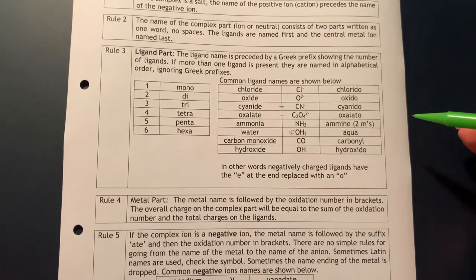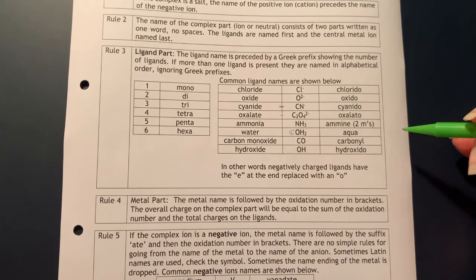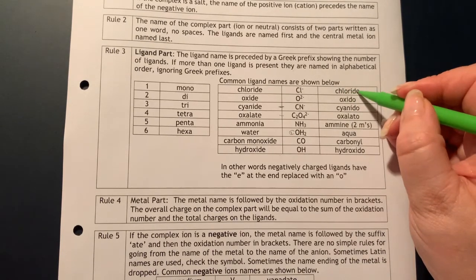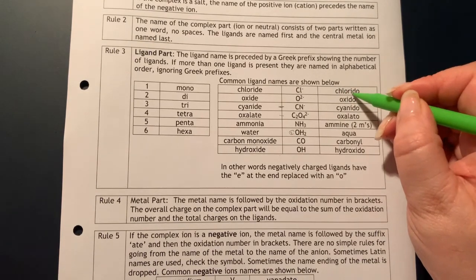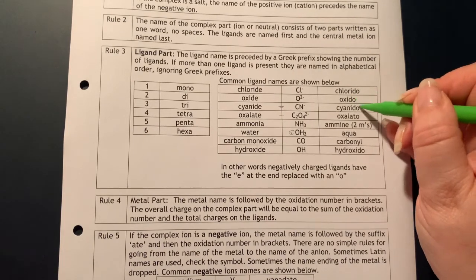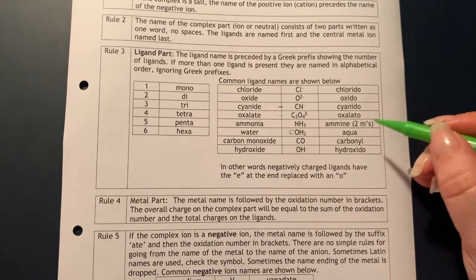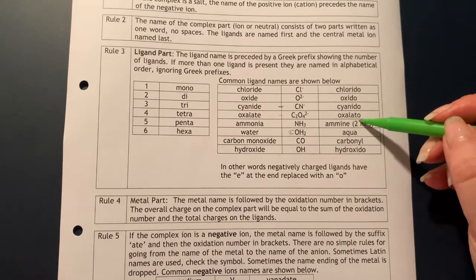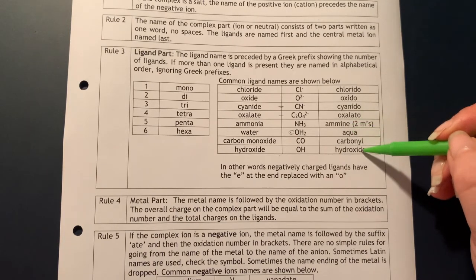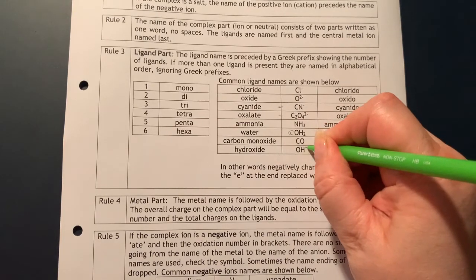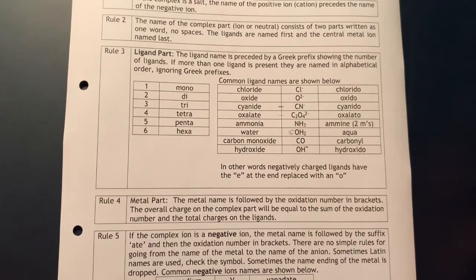In other words, if you have a negatively charged ligand, the E at the end just gets replaced with an O. So if you can imagine chloride with the E just becomes chlorido. And that follows true all the way down. Oxalate is just oxalato. And the rest of them don't have negative charges. Oh, that is missing. There you go. OH negative for the hydroxido.